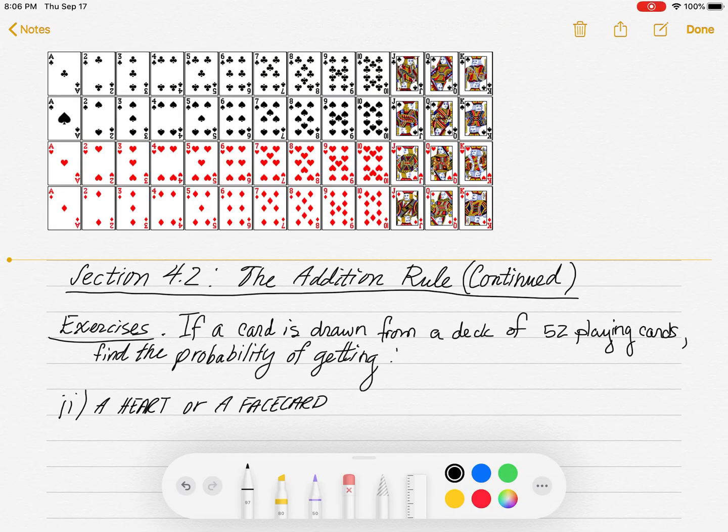So we're back with section 4.2. And remember, we started the addition rule in our first video. Section 4.2 is about the addition rule when you have an OR. An OR event, what is an OR event? It connects two events together into one big event, basically.